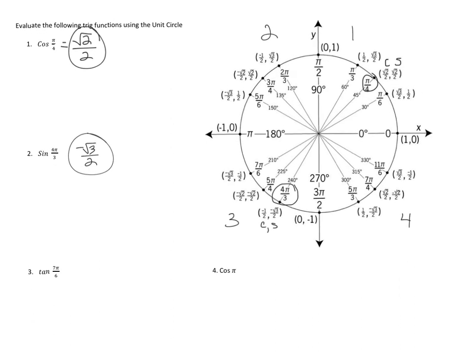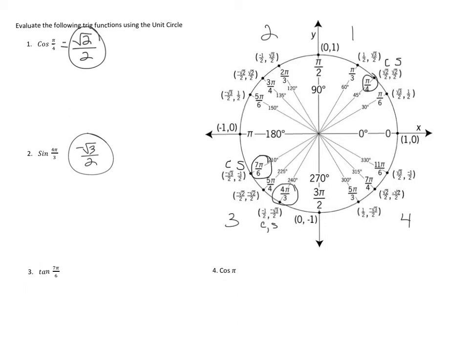All right, tangent of 7 pi over 6. So let's find the 7 pi over 6. Once again, it's one larger in the numerator than the denominator, 7 pi over 6. So we have it right here, 7 pi over 6. If you notice my 2 points, cosine comes first and sine comes second. Okay, so let's look at it.